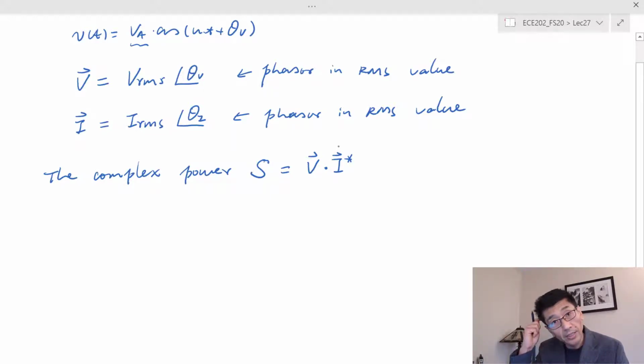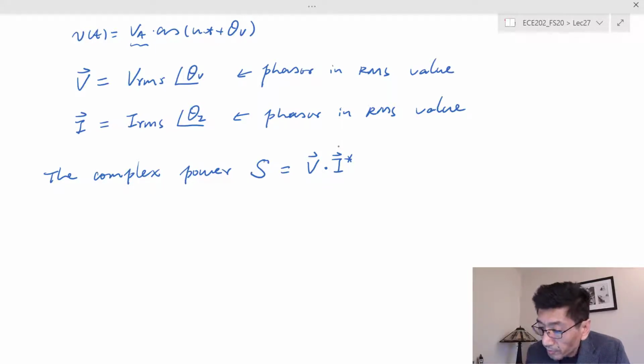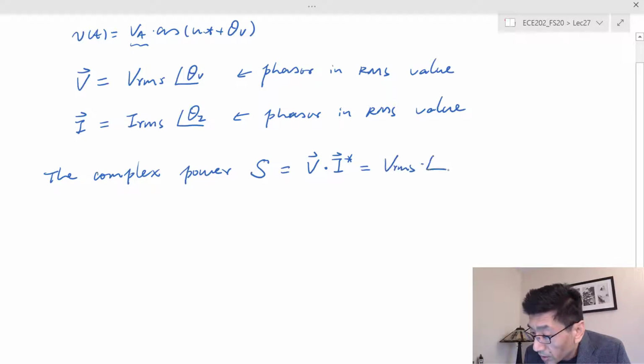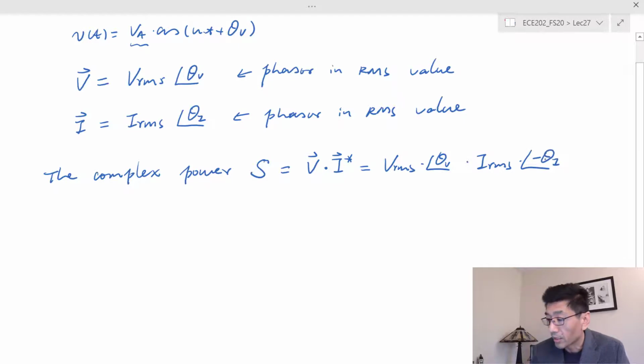Remember, for the conjugate in rectangular form, you just flip the sign of the imaginary part. For the polar form, just change the sign of the angle, because the conjugate is basically the complex number mirrored across the real axis, or the horizontal axis. If we take the conjugate of I, we get V RMS at angle theta V times I RMS at angle negative theta I, because of the conjugate.